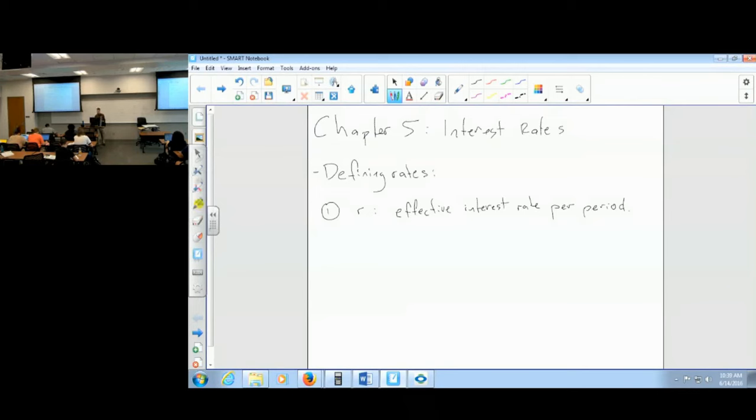The effective interest rate per period. Right? And that could be per year, which is what it was all through chapter 3 and 4. Could be per quarter. Per day. It could be anything. And the effective interest rate per period: what rate are we actually earning, or what rate are we actually paying within this period?